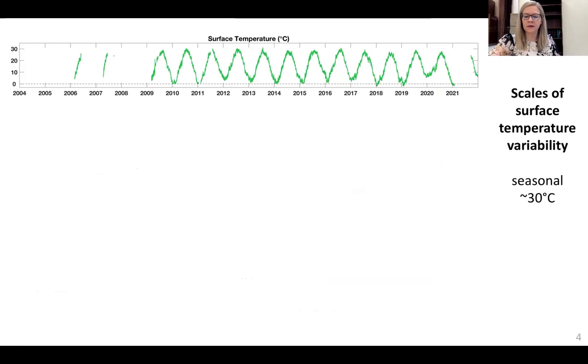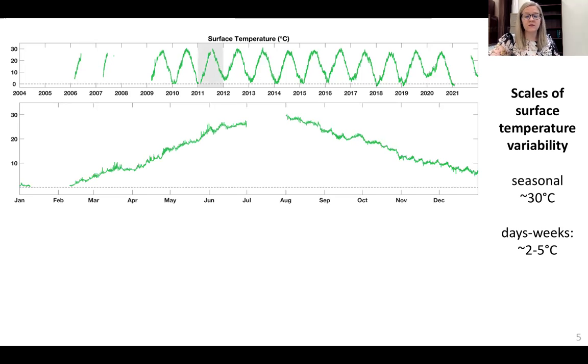This is a time series of the mid-estuary NOAA data. We're looking at sea surface temperature from 2004 to 2022. The first thing that you'll notice is that the seasonal signal really dominates the temperature variability here. We see surface temperature variability on the order of 30 degrees Celsius mid-estuary. And that's on a seasonal time scale.